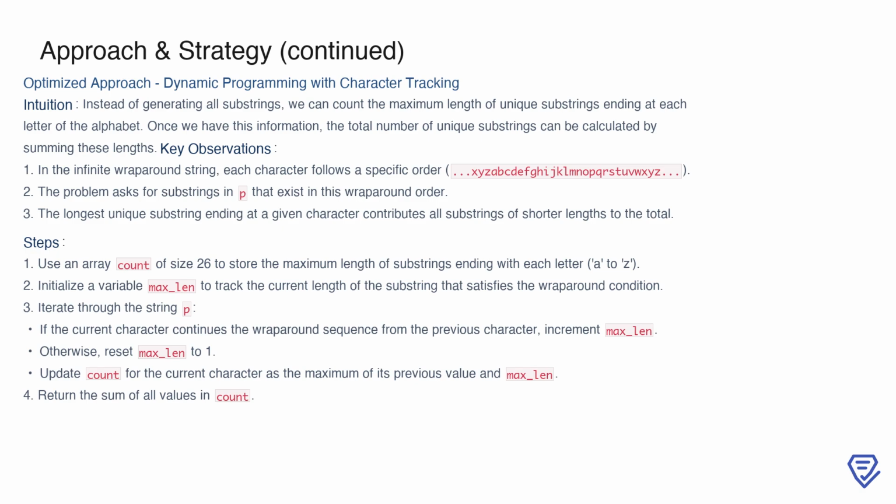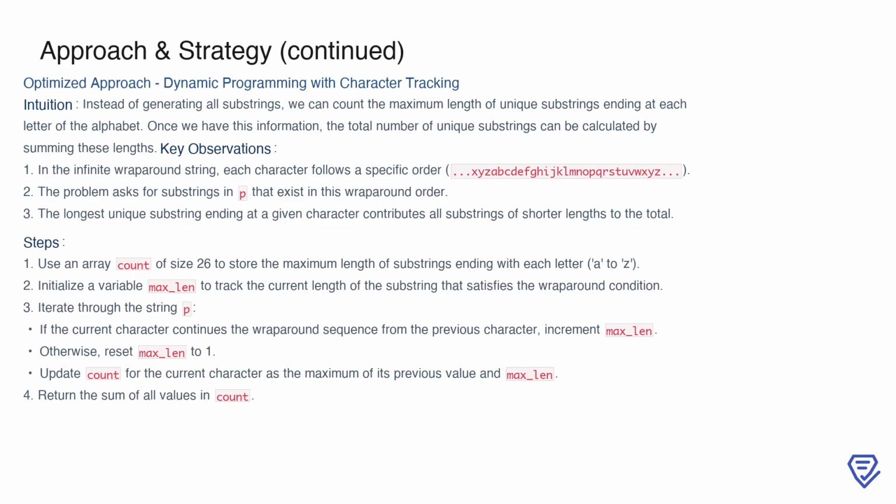To implement this, we use an array count of size 26 to store the maximum lengths of substrings ending with each letter from A to Z. We also maintain a variable max_len to track the current length of a valid wraparound substring as we iterate through P.